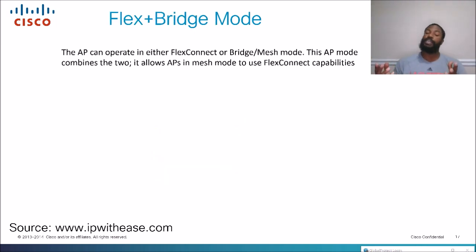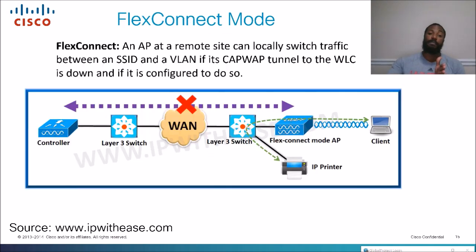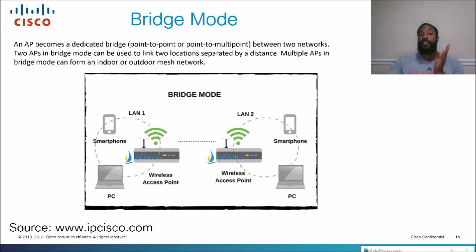Flex+Bridge mode, you guessed it, is the combination of Flex mode plus Bridge mode. The AP can operate in either FlexConnect or Bridge or Mesh mode. Sometimes they call Bridge mode Mesh mode. This AP combines the two. It allows APs in Mesh mode to use FlexConnect capabilities. I don't have an image for this, sorry about that, but again, it's the combination of FlexConnect mode and Bridge mode.